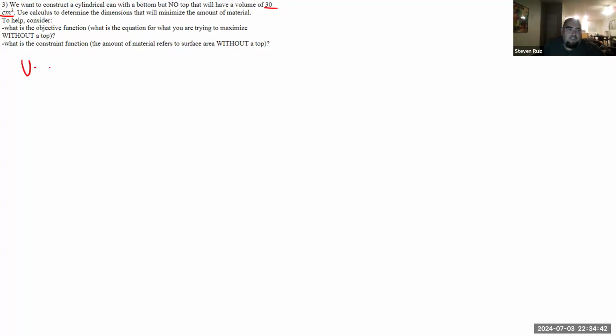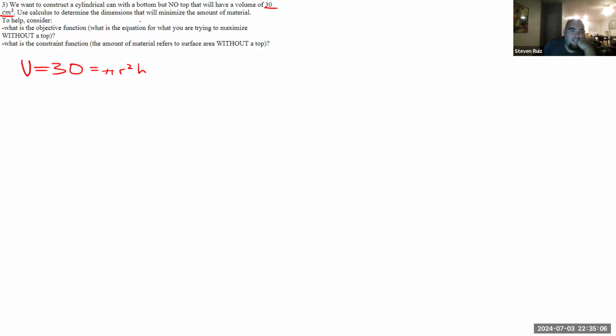The volume of our cylindrical can is going to be 30 centimeters cubed. How do I find the volume of a cylinder? A cylinder has a circular base, so pi r squared times the height. So that's our constraint equation written in terms of r and h.